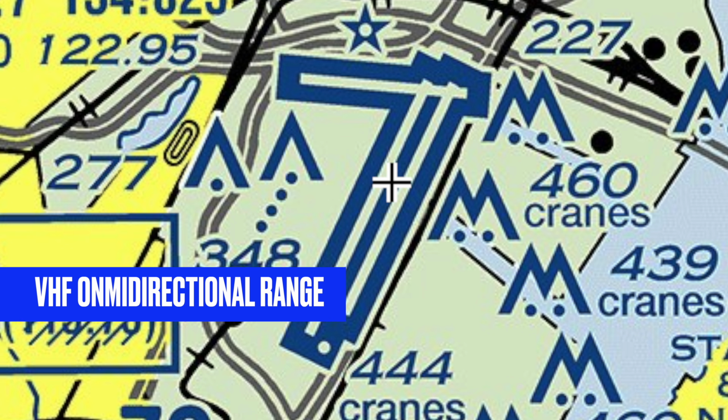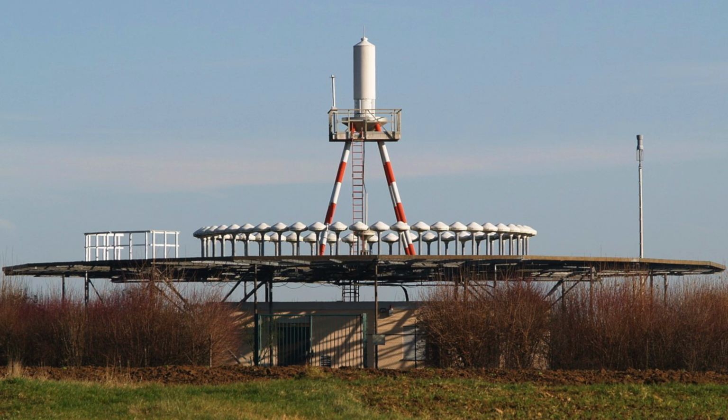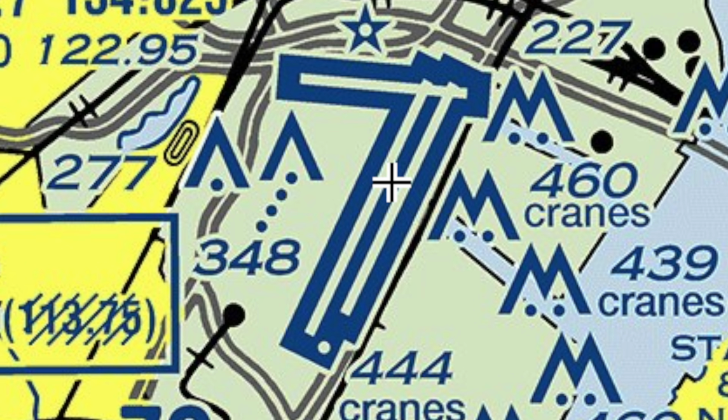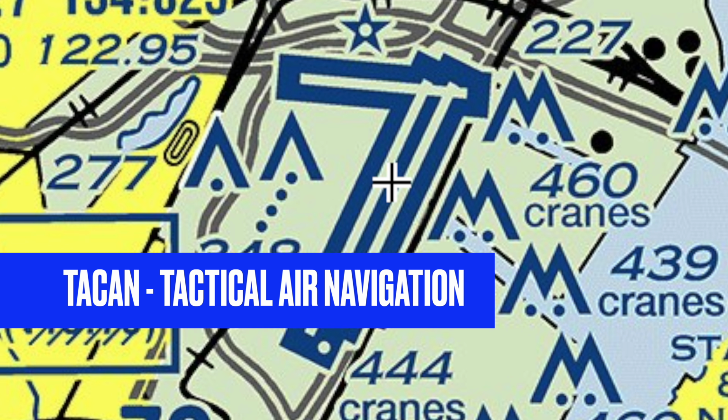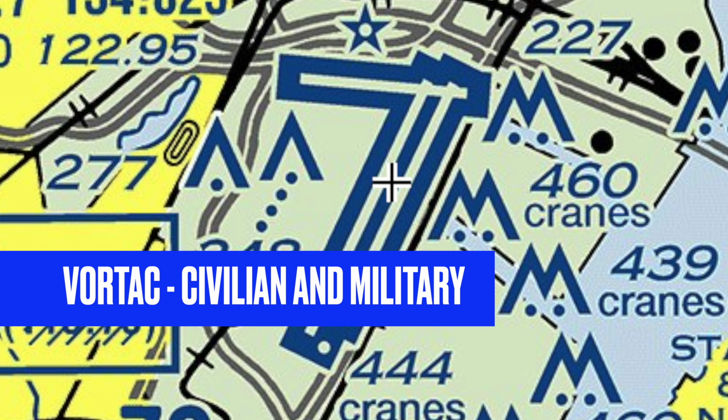VOR stands for Very high frequency omnidirectional range. This station will transmit an omnidirectional signal with its circular array of antennas, so that way pilots will be able to have a navigational aid for azimuth and positioning. There's also tactical air navigation, which provides both azimuth and distance for more accurate directional information, and VORTAC is another which is compatible with both civilian and military aircraft.